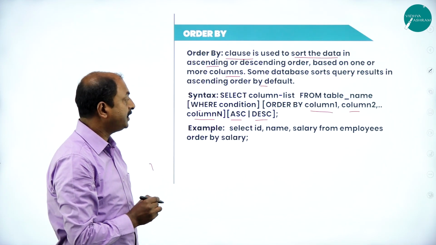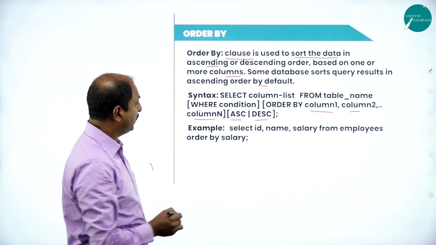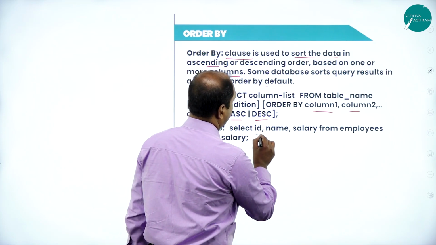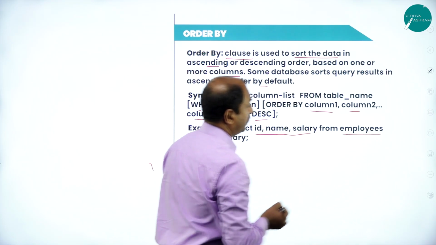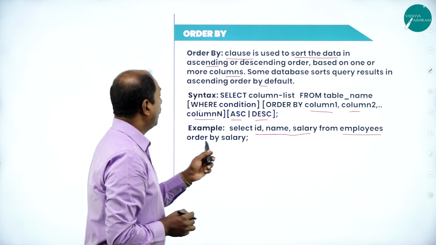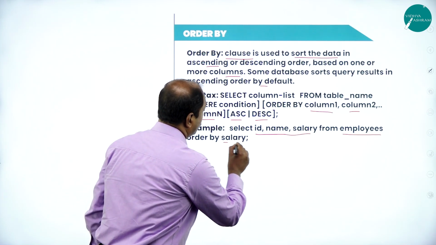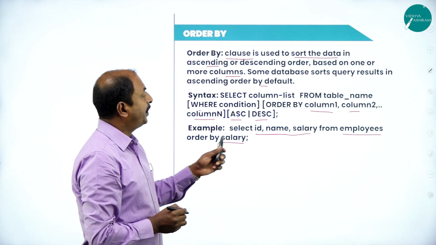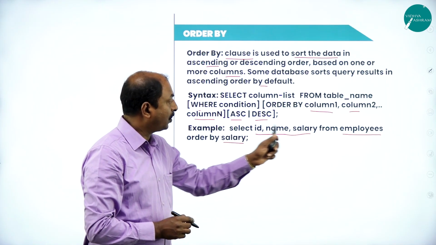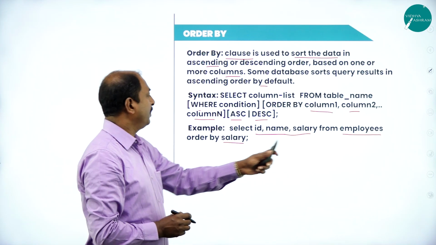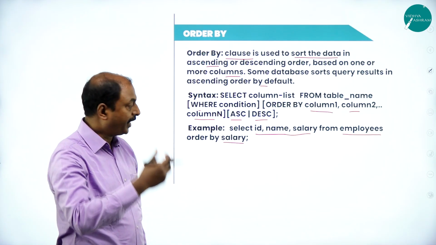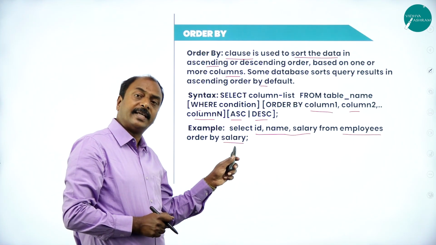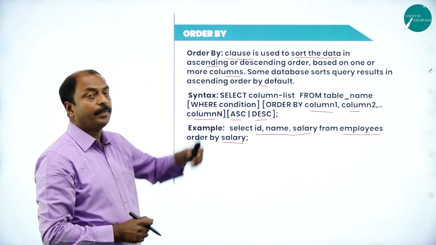So this is the syntax. Now let us see the example. SELECT id, name, salary FROM employee. This is a table name, so the name of the table is employees, ORDER BY salary. What is the meaning of this? Now we are going to sort the records of the table employee by the column salary, so we are going to arrange the records by their salary. So this is the ORDER BY clause.